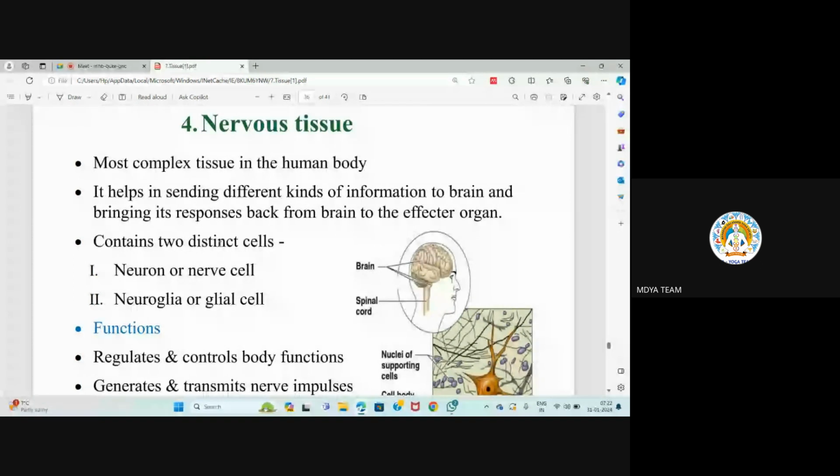So that sensory nerve will receive the information and convey it to the central nervous system. Then there in the central nervous system, processing will be done on what the reaction should be. Then the reaction will be carried out by the motor neuron, which means that action will be taken by the motor neuron.